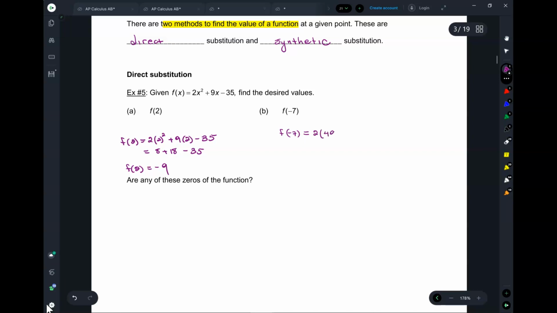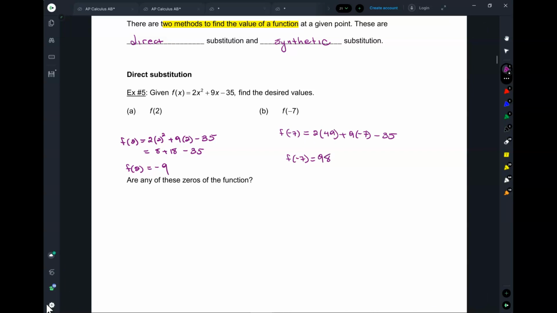So 2 times 49. How much is that? That's like 98. We're not going to guess this one. Plug it in. I squared in my mind. So 7 squared, I got 49. It's 98. Yeah.